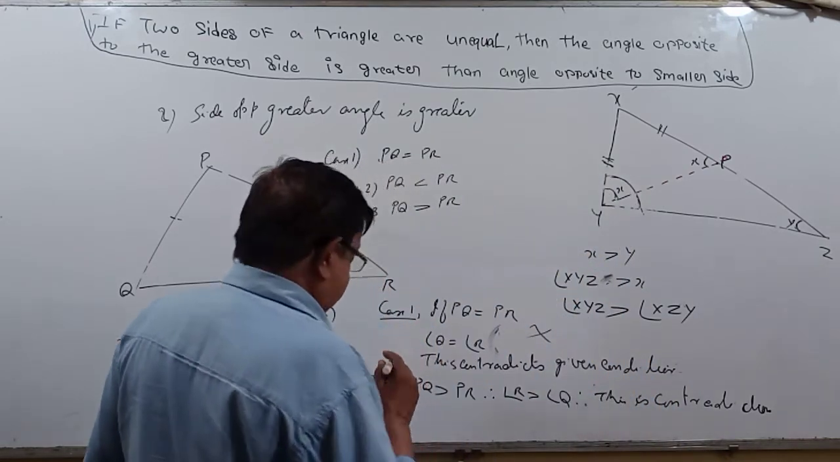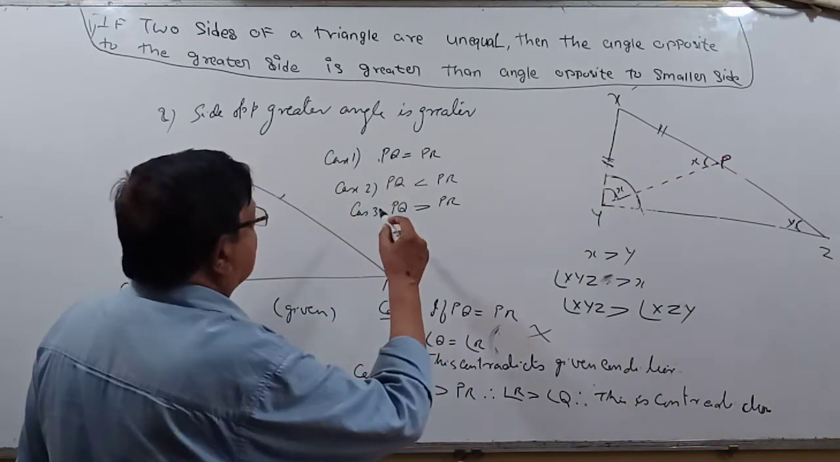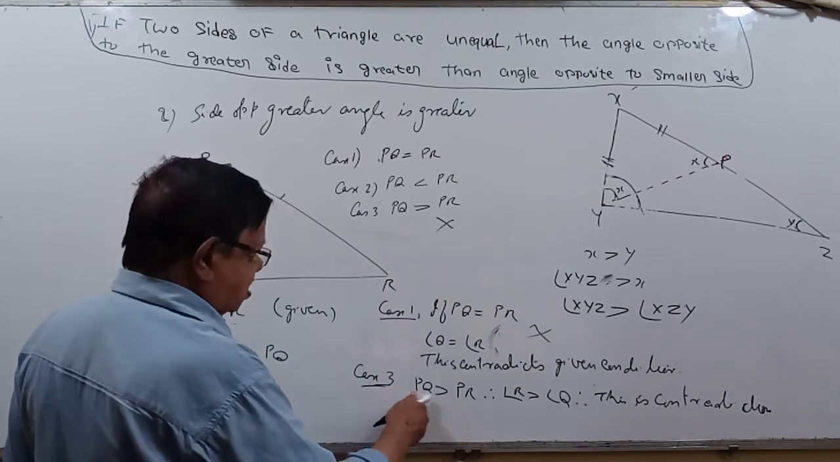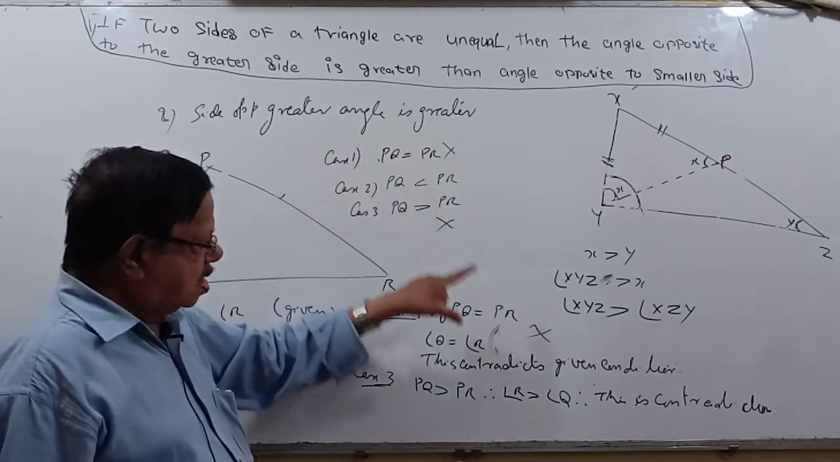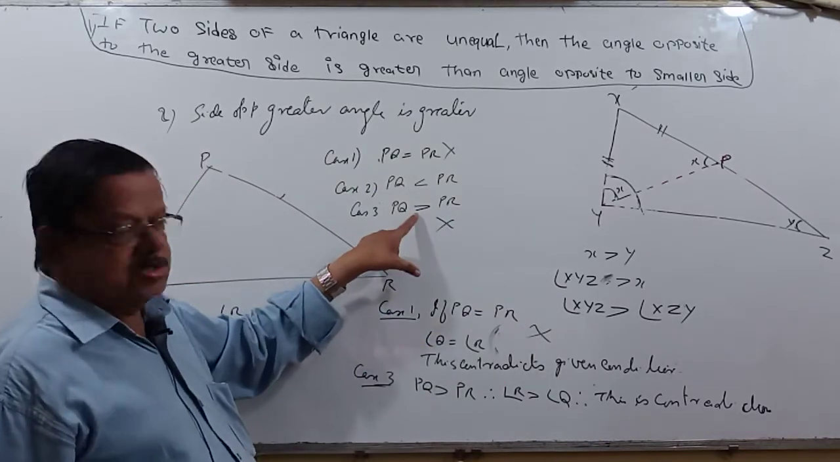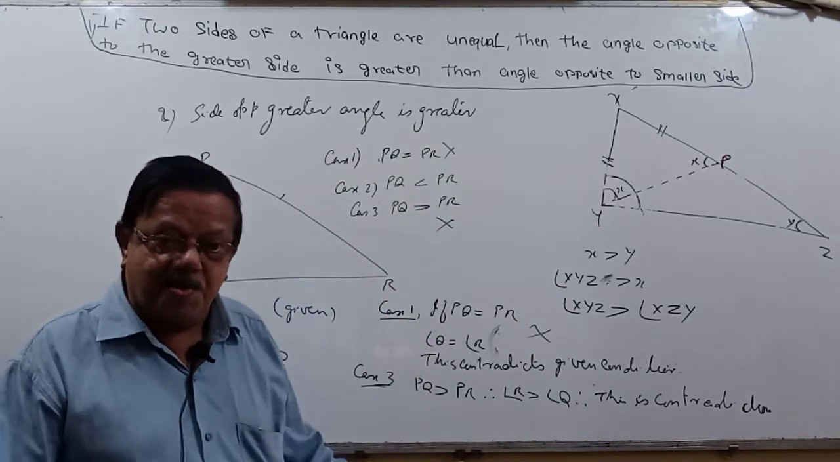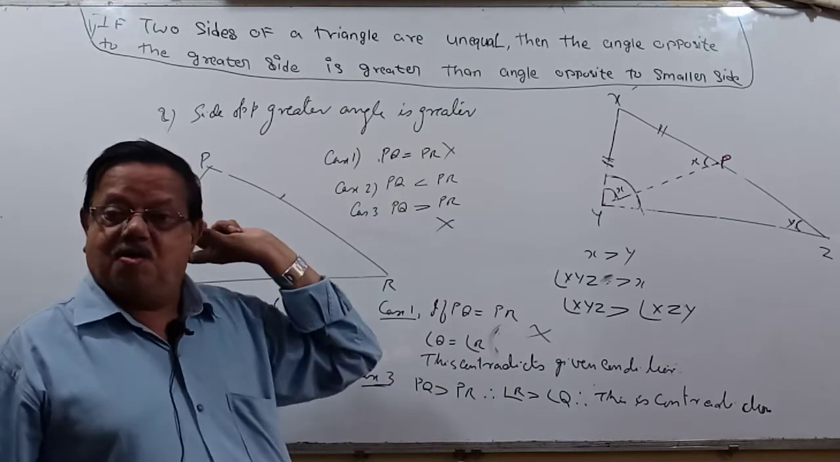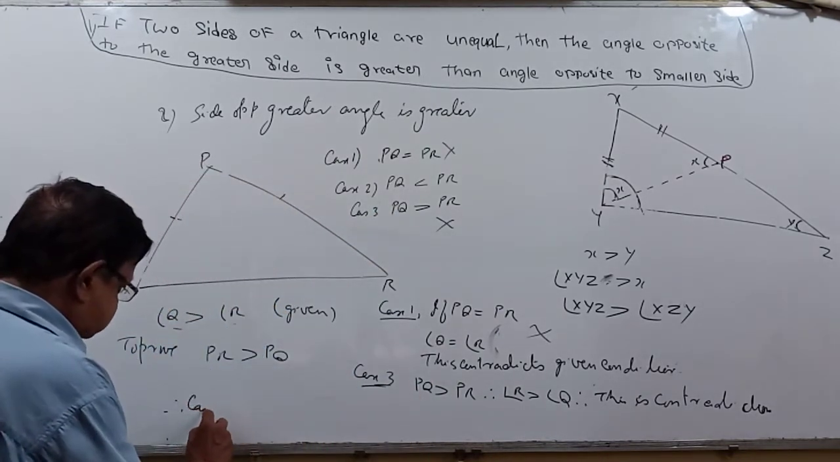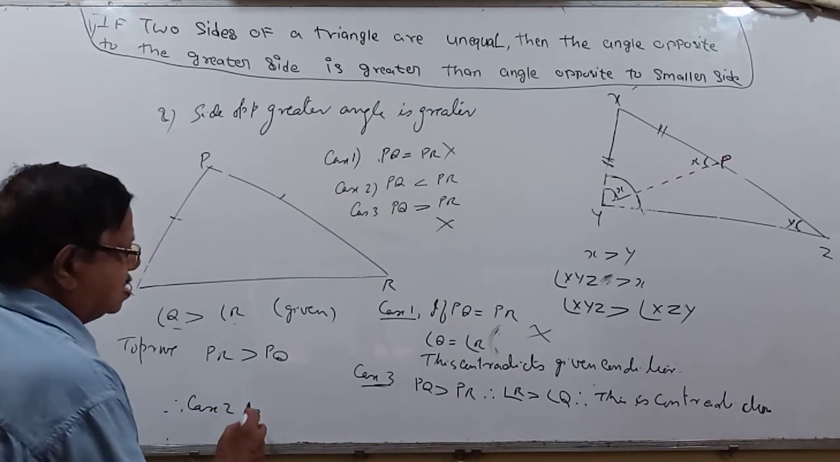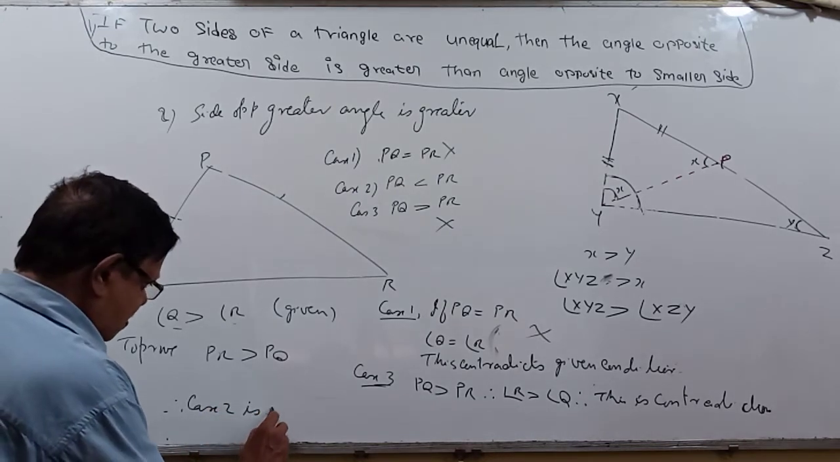So, case 3 is also not possible. PQ greater than PR is not possible. PQ equal to PR is also not possible. Now, what is the only possibility? Case 2 is the only possibility.